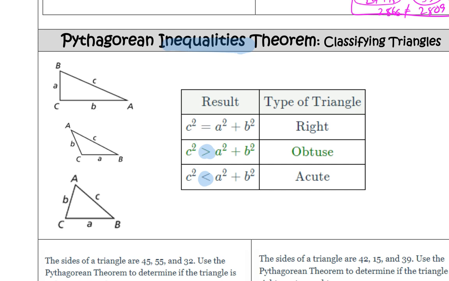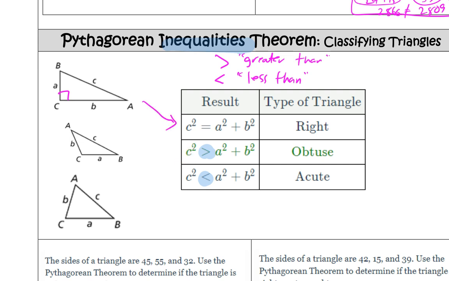So this one and this one, this means greater than, and this one means less than. Okay, so if the c squared is equal to a squared plus b squared, it's a right triangle, just like this.